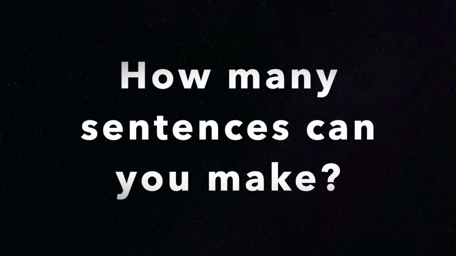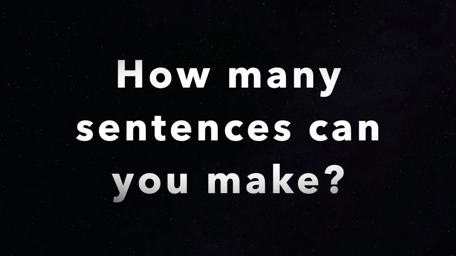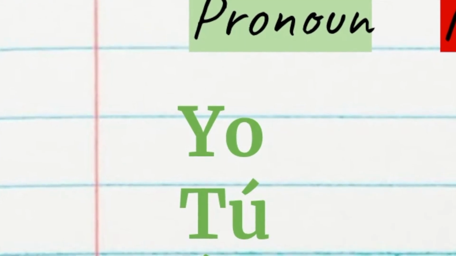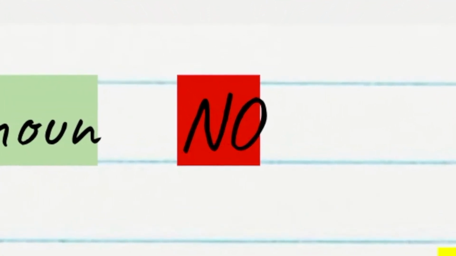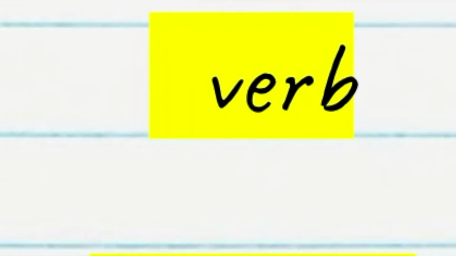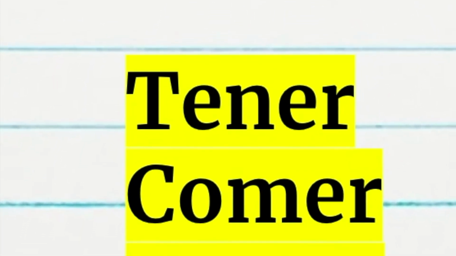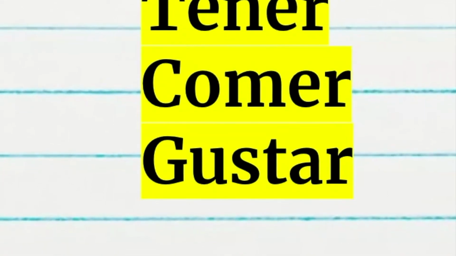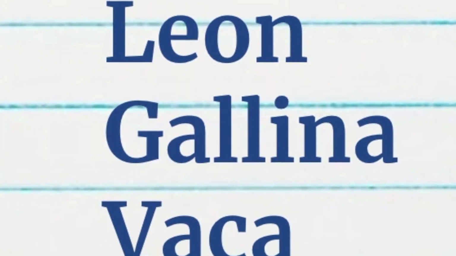So using all these little pieces, how many sentences can you make? We have some pronouns here that I want you to focus on, and it is yo, which is talking about myself, tú, which is talking about you, él, which is he, and ella, which is she. We have the word no, so you can negate whatever sentences you create as well. And then I want you to focus on these three verbs, which is tener, comer, and gustar, right? So that's to have, to eat, and to like. Then I'm going to have you focus on these nouns, which is perro, dog, gato, cat, león, lion, gallina, chicken, and vaca, which is cow.